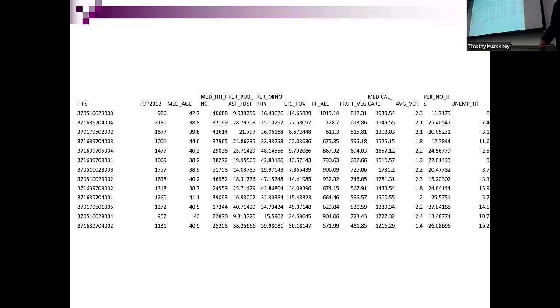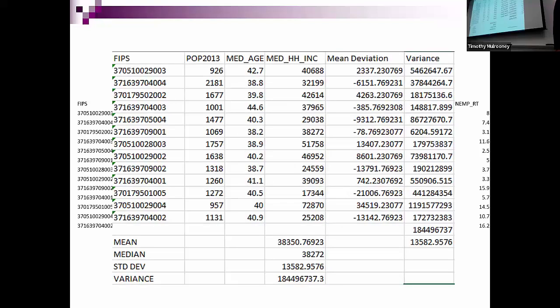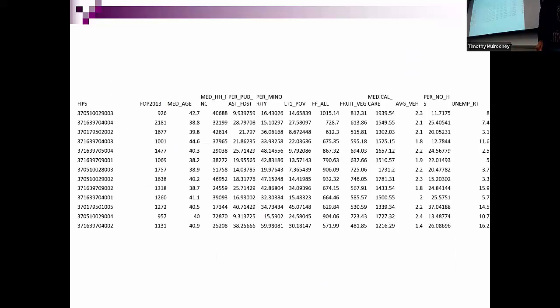So we can look at some of these numbers as well. We can do the Excel calculations for the mean deviation and the variance, but to be honest with you, ArcGIS Pro gives us the standard deviation. You can take a really robust math or stats class to go through and do all of these, but I'm not going to waste your time.